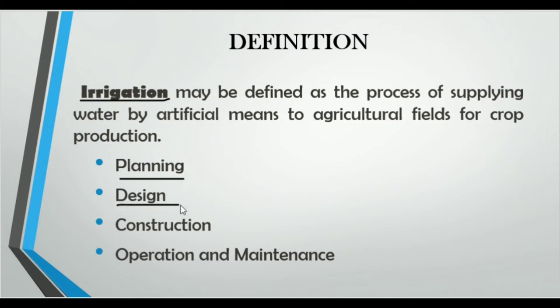Next is design. Design is the complicated part of the process where you have to choose the appropriate irrigation system. This presentation is basically about this part. And next is construction. This is where the plan becomes tangible. After doing planning and designing, of course, we will construct the appropriate irrigation system in the field. Next is operation and maintenance. It includes the knowledge of how the irrigation system works and, of course, maintaining its quality and its hydraulic parts.